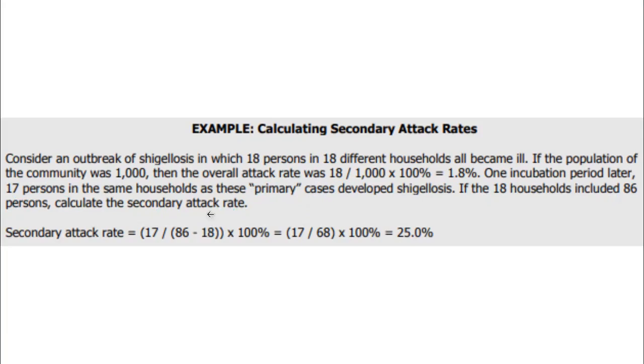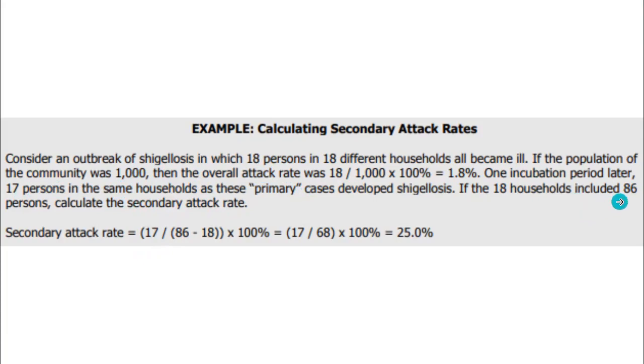Okay, so how do we compute it? Your 17 would refer to the number of contacts of your primary cases. So your primary cases are the 18 people who first got the infection. And since they live in the same household, another 17 people got infected. So 17 divided by the total number of the entire population. So listen here. How do we compute for the total entire population?